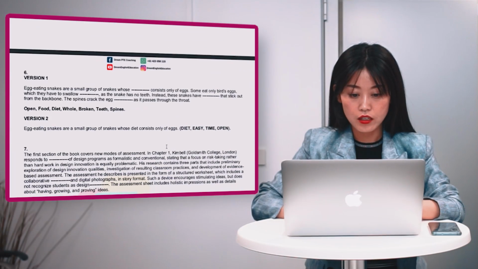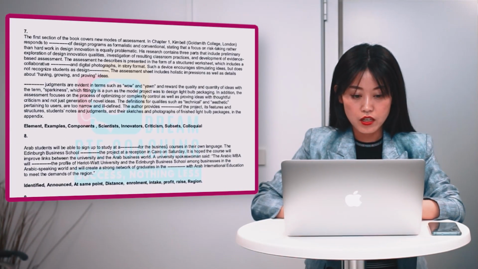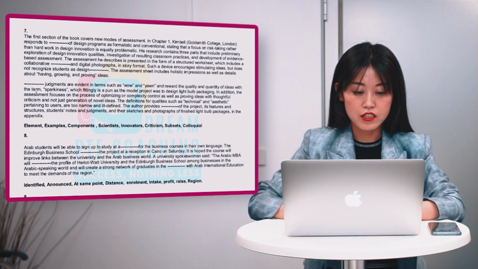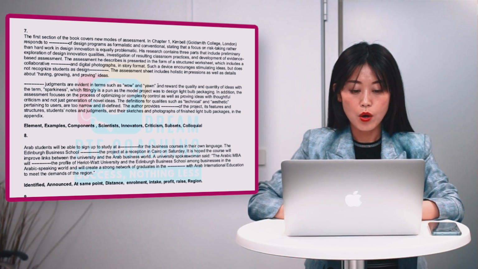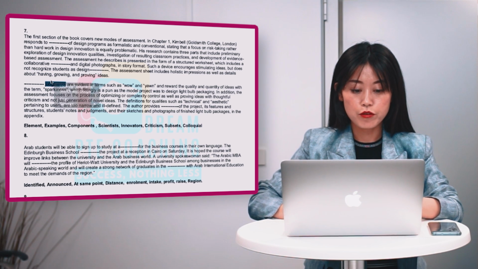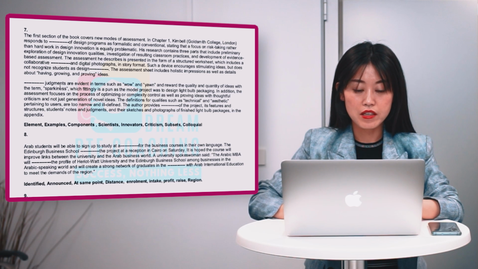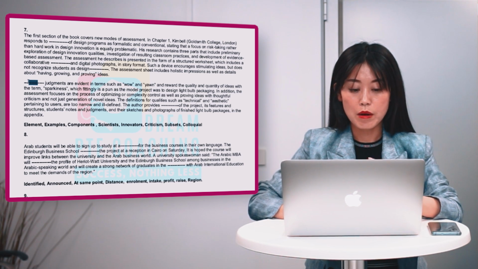Let's see. There is this one: some kind of judgments are evident in terms of such vowel and yawn. We don't know the meaning, but we know judgment is a noun. If you don't know judgment is a noun, as we said, whenever you see a word ended with M-E-N-T, they are nouns. So we need something before the noun to describe the noun. So obviously we need an adjective, and we're looking for an adjective from the given options.